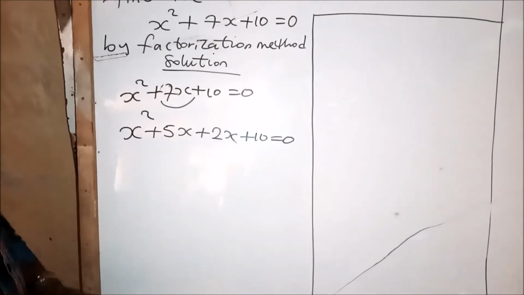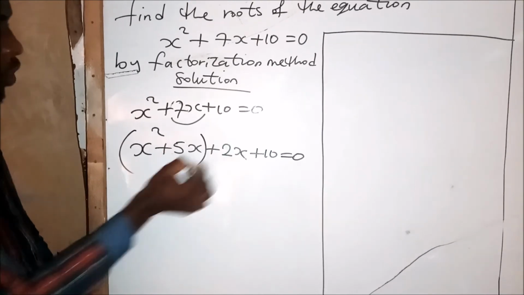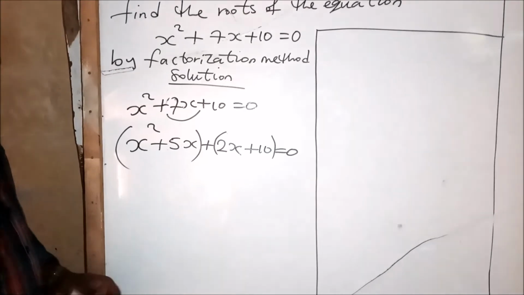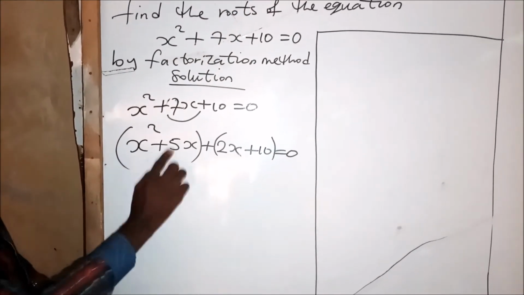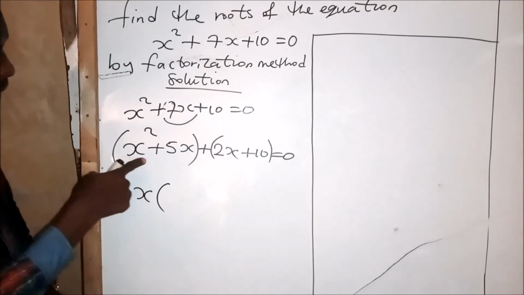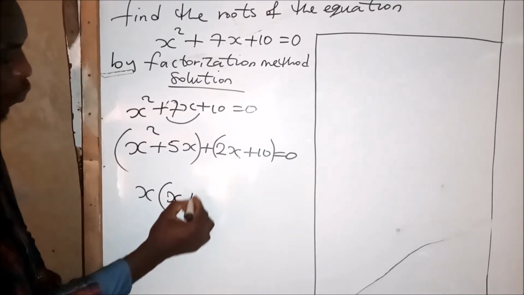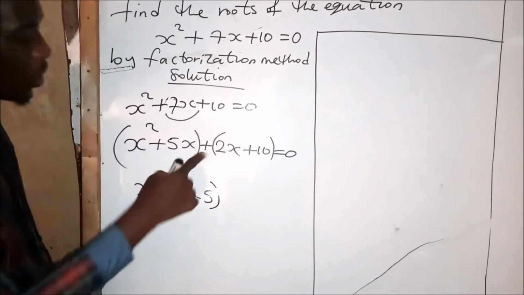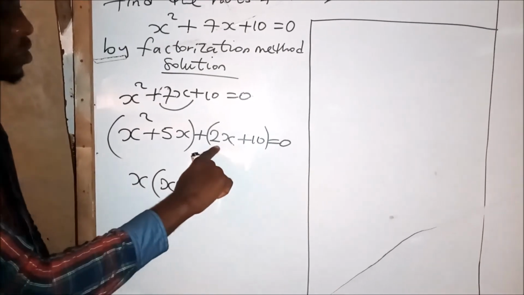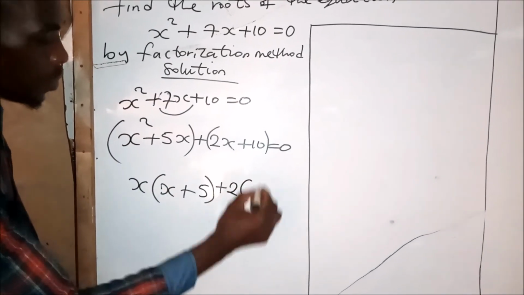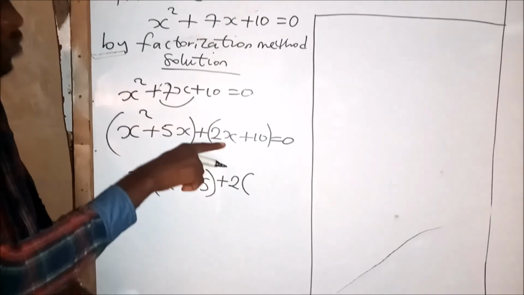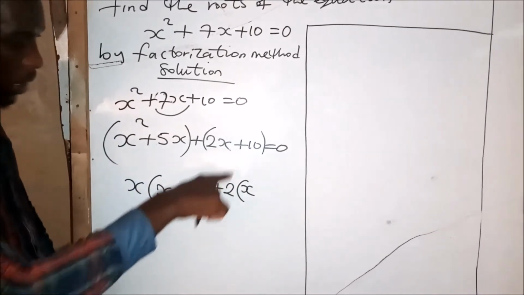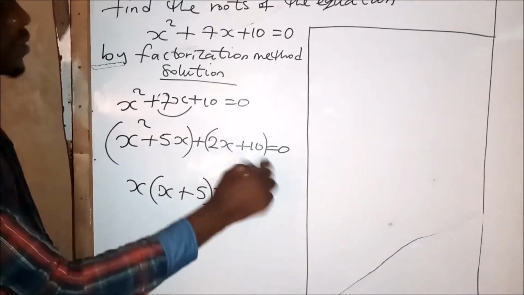We are going to group them by 2, that is in pairs. You group this together, you group this together, leaving this sign outside. Now we factorize each of the brackets. The factor here is x, we bring it out. When we divide x squared by x, we have x. We use this x to divide 5x, we have 5. Then this plus will also come. The factor of this is 2. Then when we use 2 to divide 2x, we have x also. This sign here, we multiply, that is plus times plus, it now gives us plus. 10 divided by 2, we have 5.